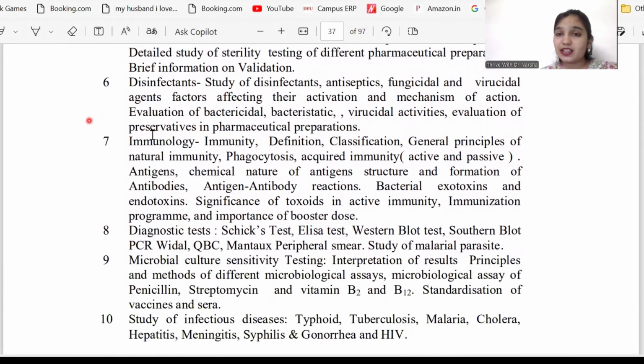Then sixth chapter you can get that for 2 marks, 5 marks as well as 10 marks. Seventh chapter is also the same, but mostly you can get that for 5 to 10 marks only. But in the seventh chapter you can see significance of toxins in active immunity, immunization program, and importance of booster dose. You can get this question, immunization program and importance of booster dose, for 5 to 10 marks.